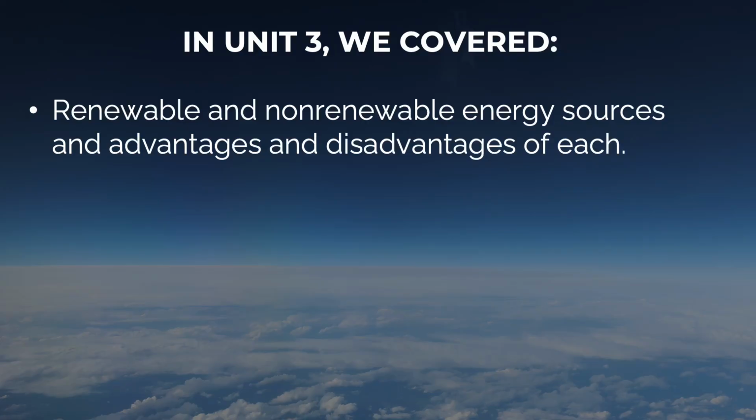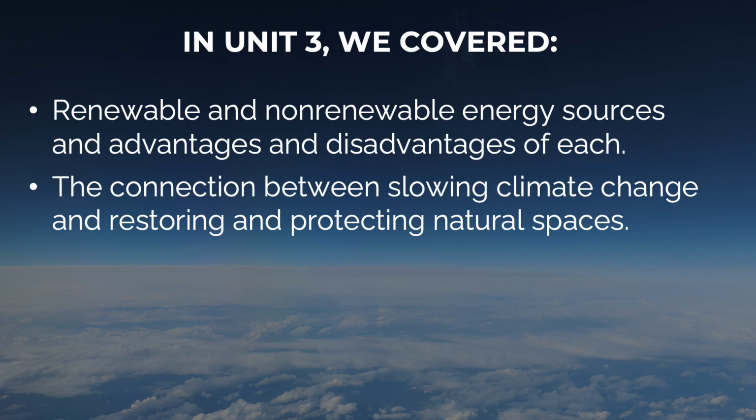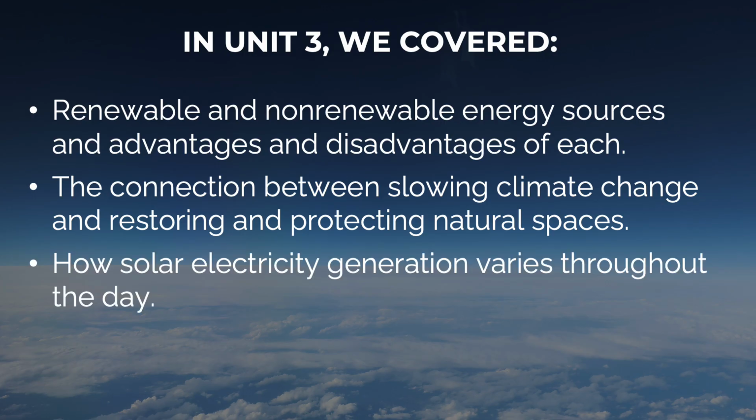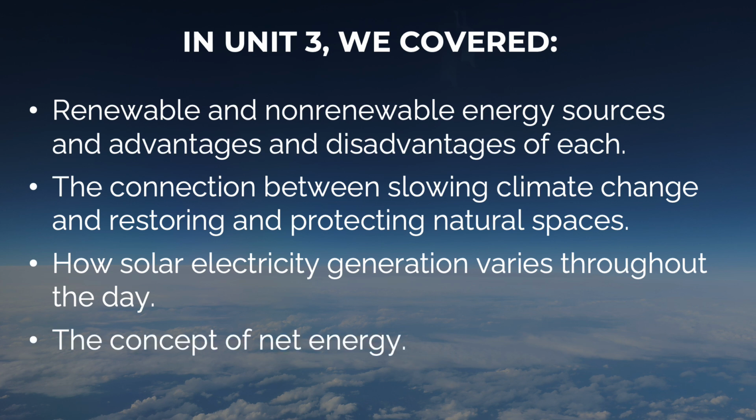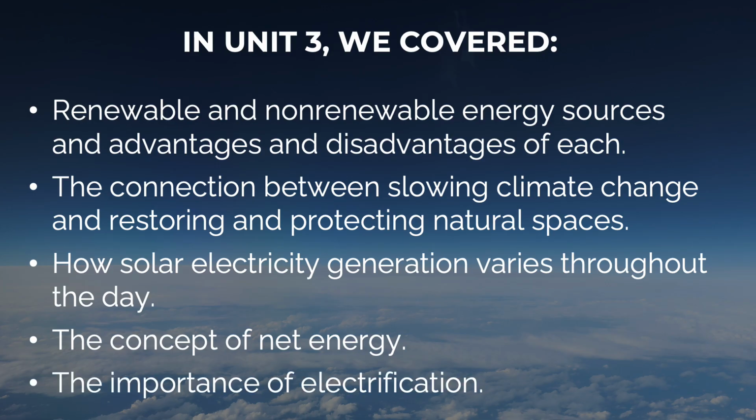In this unit, we address the different sources of renewable and non-renewable energy, including their advantages and disadvantages. We define carbon sinks and how restoring and protecting natural spaces is crucial for the planet's ability to continue absorbing a big proportion of the carbon dioxide we spew into the atmosphere. We mentioned a disadvantage of solar electricity generation in that the sun isn't always out, so we need to pair solar systems with storage. We talked about net energy as the total high-quality energy we have after we subtract the high-quality energy needed to extract, process, and transport it. So basically, the usable energy minus the energy it took to get it to us. We also talked about the importance of phasing out fossil fuels and electrifying most things.